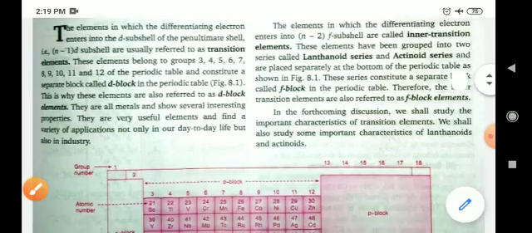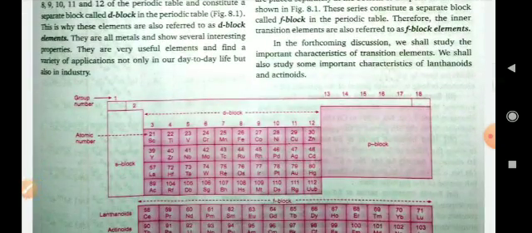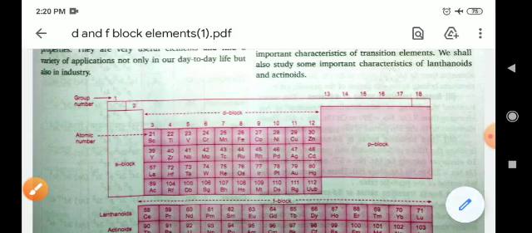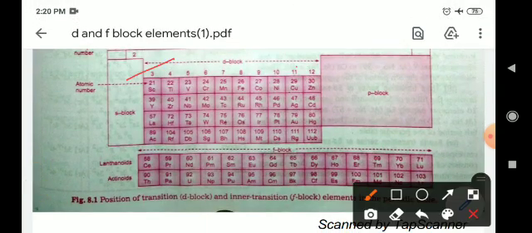In the forthcoming discussion we shall study the important characteristics of transition elements. We shall also study some important characteristics of lanthanoids and actinoids. So in the periodic table, groups 3 to 12 are called D block elements, and at the bottom there are two series, the lanthanoids and actinoids, which are put at the bottom of the periodic table.